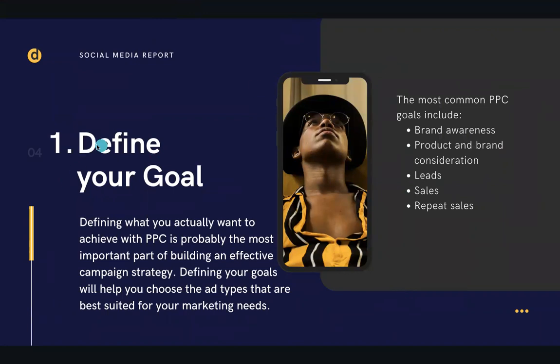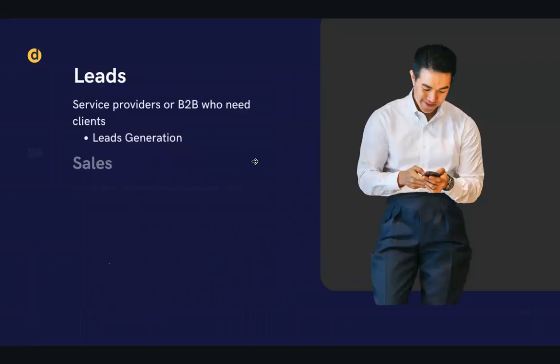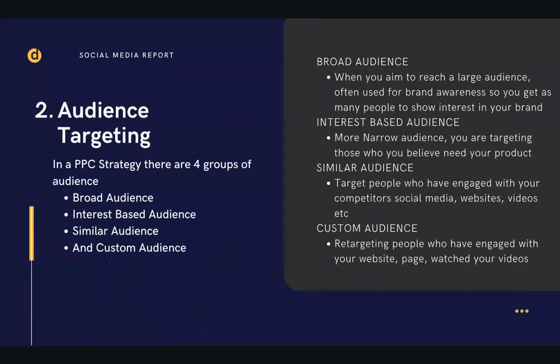So the first thing on your strategy should be defining your goal, meaning what ad goal are you selecting? If you want to make sales, if you want to achieve brand awareness, you need to have that defined so that you are selecting that option on your Facebook ads. Secondly is, who are you targeting, right? Now you know what you want these people to do, but these people, who are they?